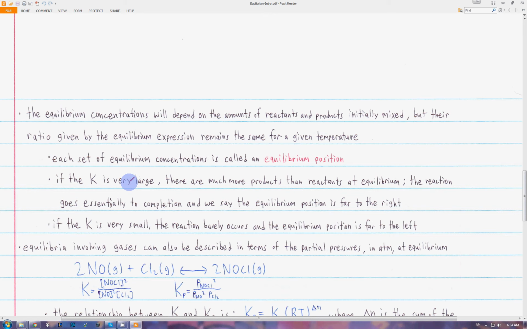So if we have a K that's very large, then we know that there are much more products than reactants at equilibrium. And this means that the reaction basically goes to completion. And if this is the case, we say that the equilibrium position is further to the right. It's more heavy on the product side. On the other hand, if K is very small, then that means the reaction barely occurred, and we say the equilibrium is further to the left. It's very reactant favored.